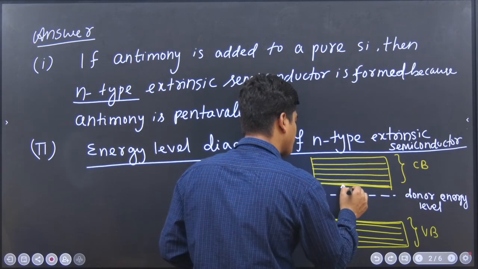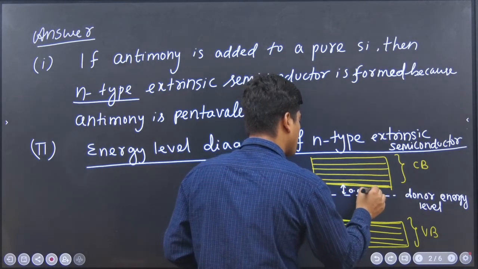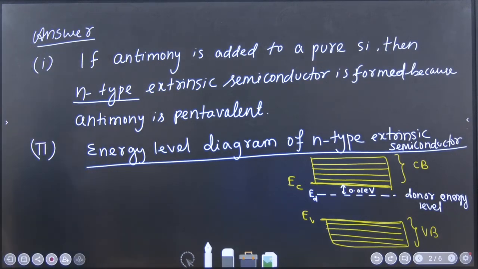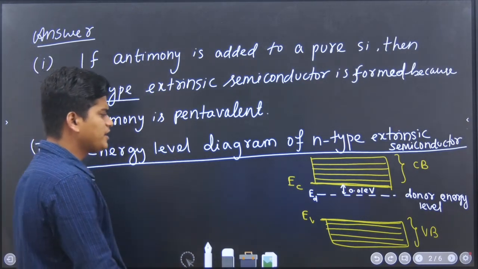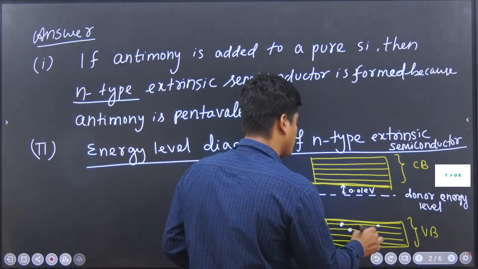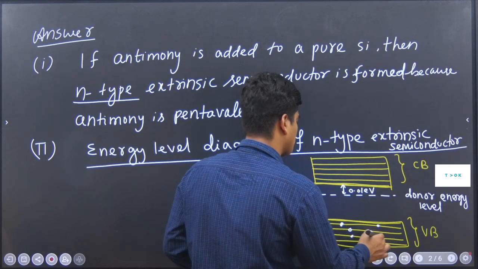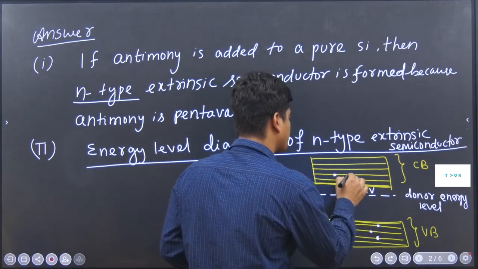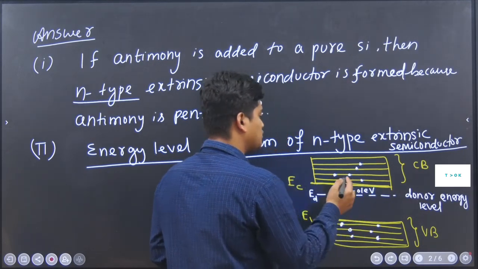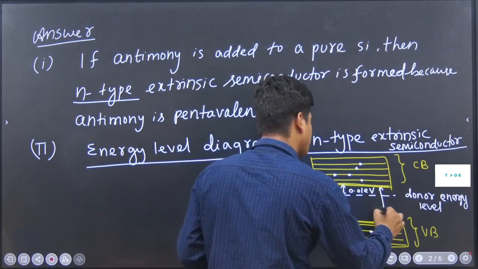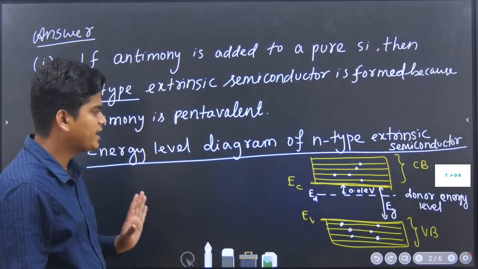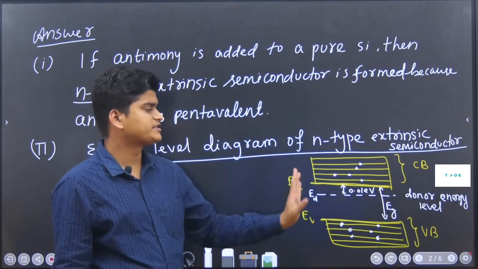This energy is nothing but how much can you write? 0.01 electron volt. Okay. So, this is the energy level diagram, and here you can draw some electrons, here some holes, electrons in the valence band, and here also you can keep some electron holes. This is the idea, and this difference is basically Eg. So, this is the energy level diagram for N type extrinsic semiconductor.